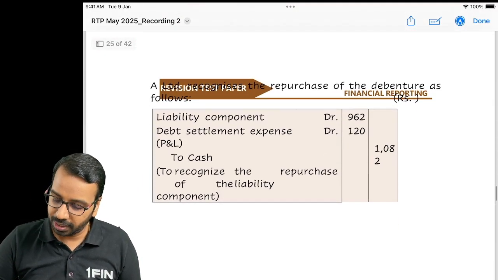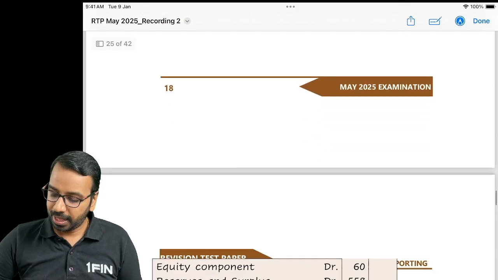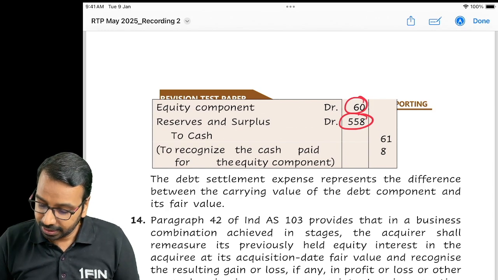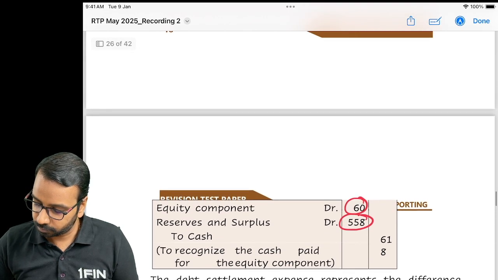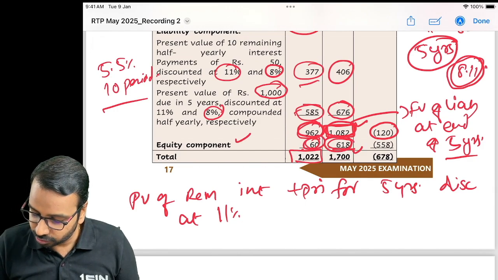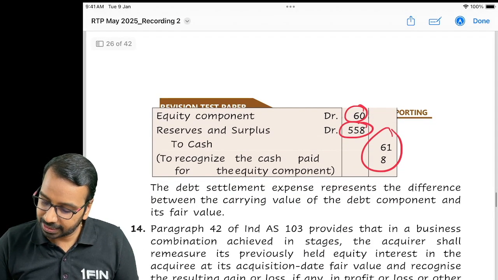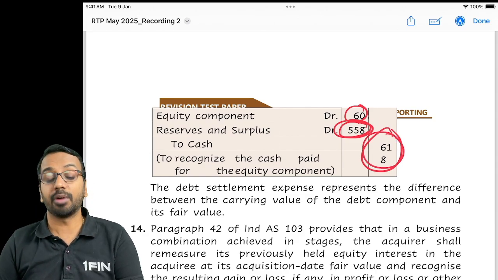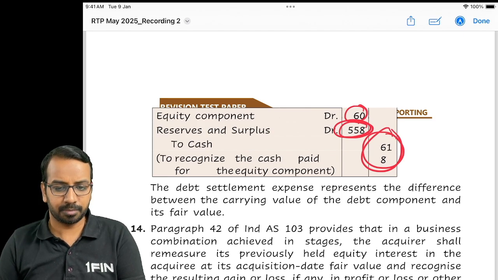So the accounting entry will be, for the liability component, debit the carrying amount, debit the P&L, 1082. And for equity, debit the reserves and surplus or other equity. We have paid cash of 618. Again against 60, we have paid 618. So you will debit equity and debit reserves and surplus for settling the equity component, and you will credit cash, that is 618, whatever you have paid. Alright. So that is a very simple and straightforward question. Nothing much complicated.